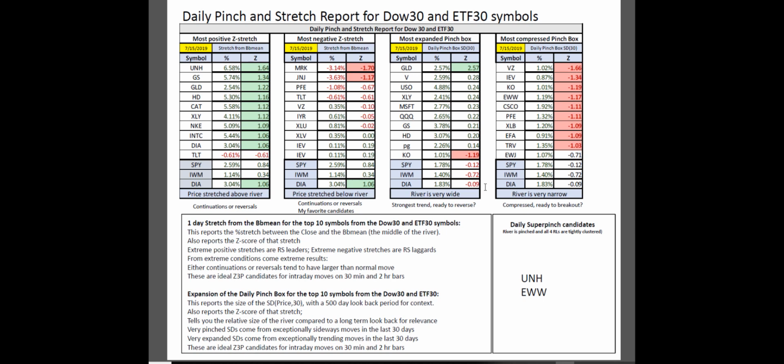I want you to notice that among the U.S. indexes, the Dow has the relatively largest stretch above its Bollinger Band mean, with a z-score of 1.06. So on a relative basis, the Dow has relative strength compared to the S&P and IWM.